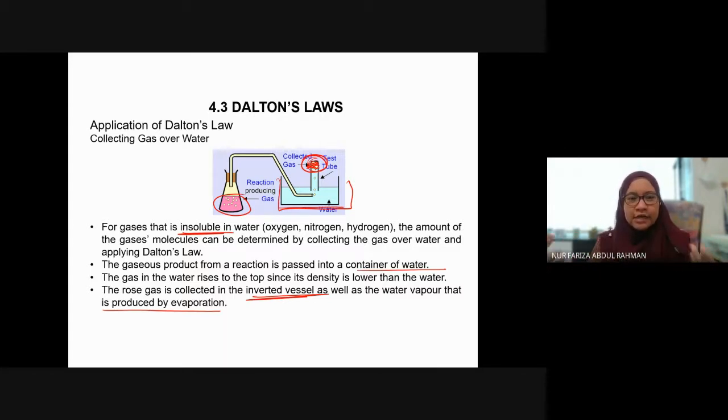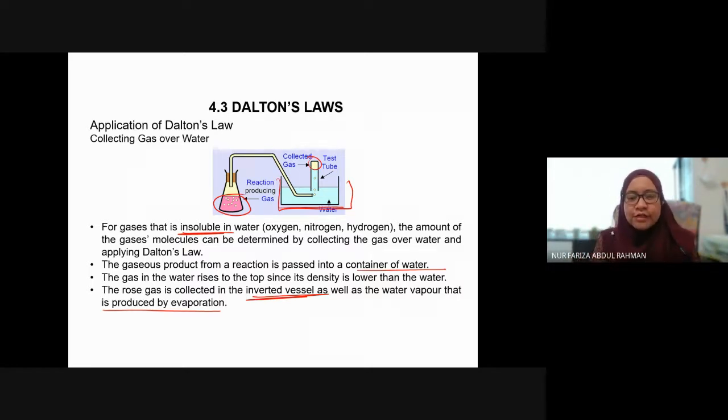Tiba-tiba jadi banyak gas pula dekat situ. Okay, di sini. Bila dia lompat naik ke atas, bila dia lompat pula, dia bubble. Bila the gas bubble up, gas akan bubble up and then akan collect here, will be collected here. Okay, alright. One thing that you should also know, not only gas sahaja yang collected, the water vapor will also be collected.